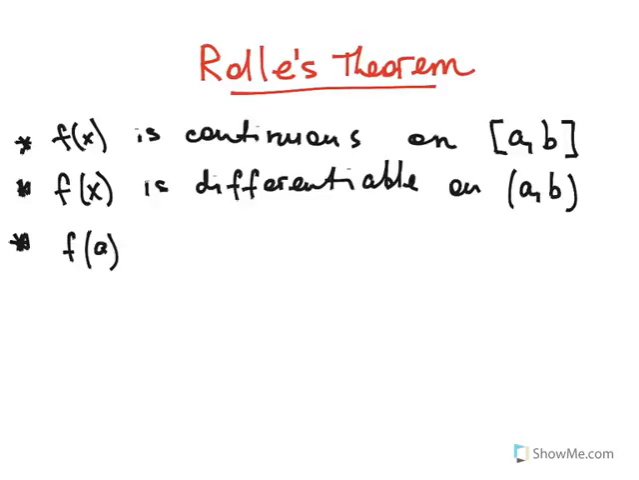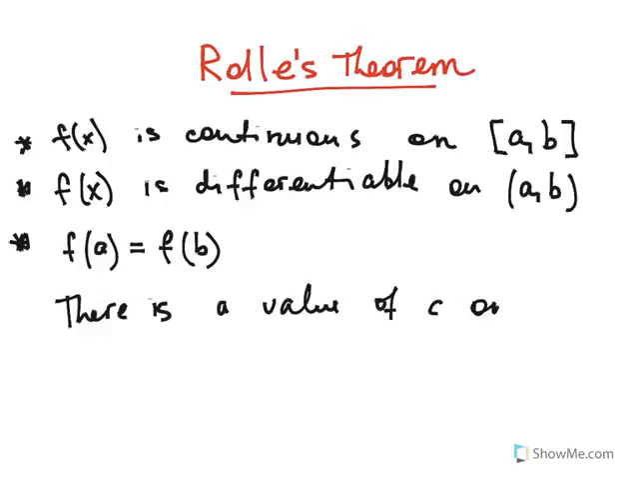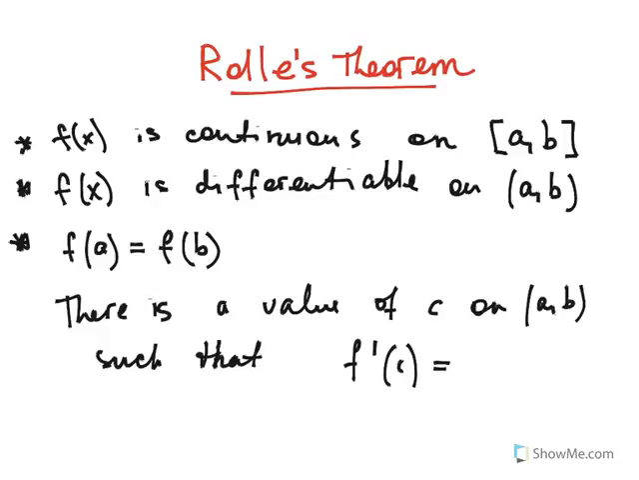If you take one endpoint and you say f of a, take the second point, find the y value, and you say f of b. If they're exactly the same, the value of f of a equals f of b, then we say there is guaranteed a value of c. So there is some value of c on, not including the endpoints, your interval between a and b, such that f prime of c equals 0.